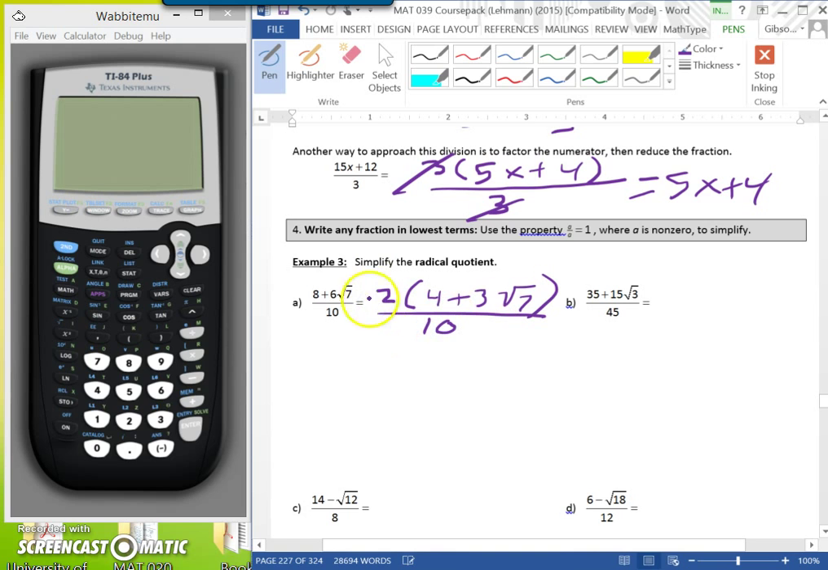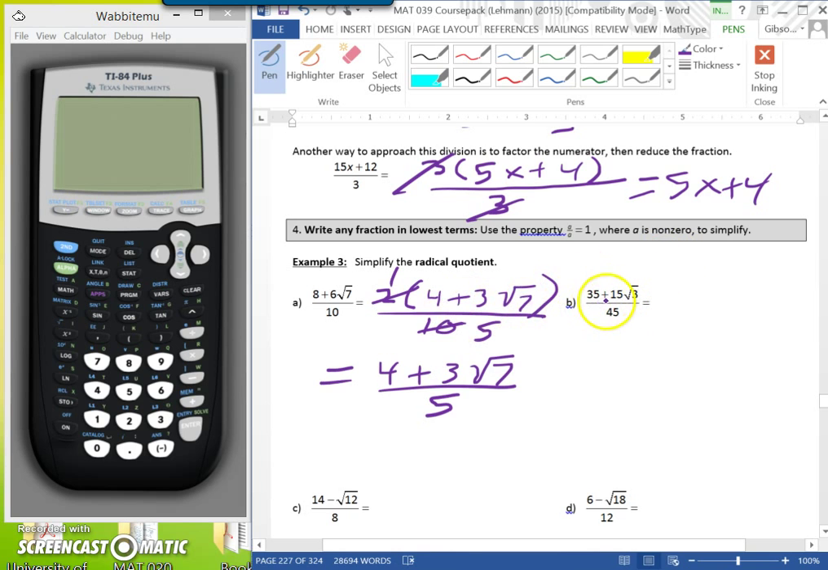Now 2 and 10 both have 2 in common. 2 goes into 2 once, 2 goes into 10 5 times. So in our numerator we have 4 plus 3 times the square root of 7, all over 5. And that will be our final answer for A. Because up here, just to clarify, we know 1 times anything will leave you what's inside this parenthesis.